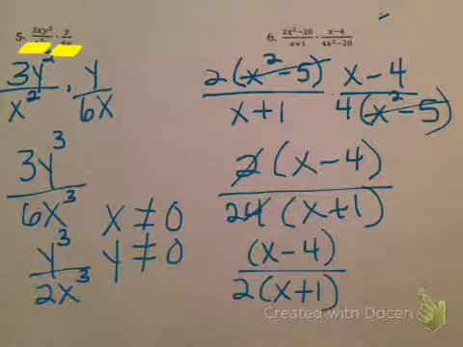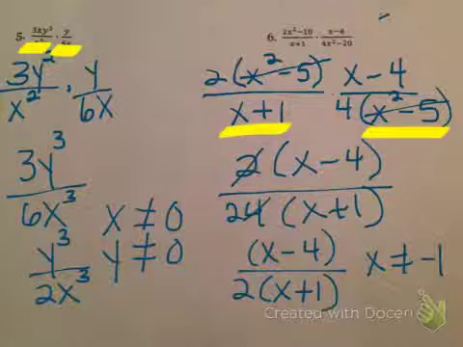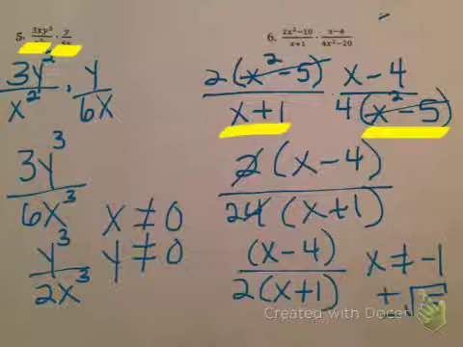Go back before it canceled. My restricted values, this would tell me that x cannot be negative 1. So x can't be negative 1, and the second would give me plus or minus square root of 5. Again, what are those values? Those are the values that make the denominator equal to 0.